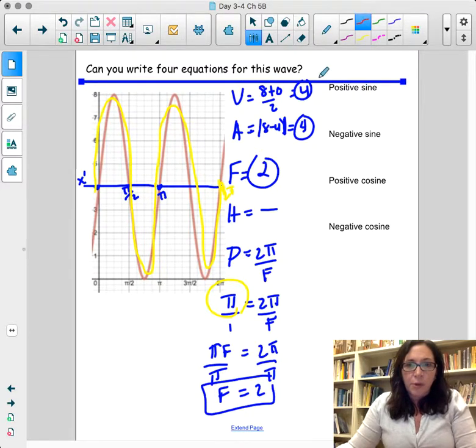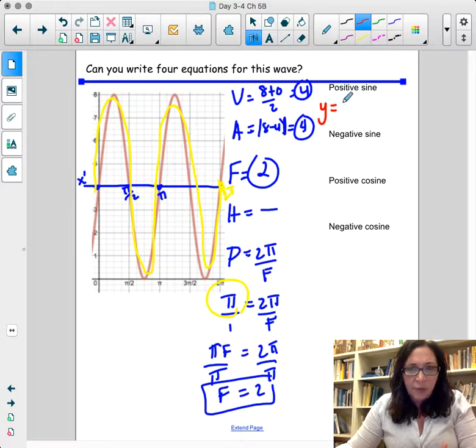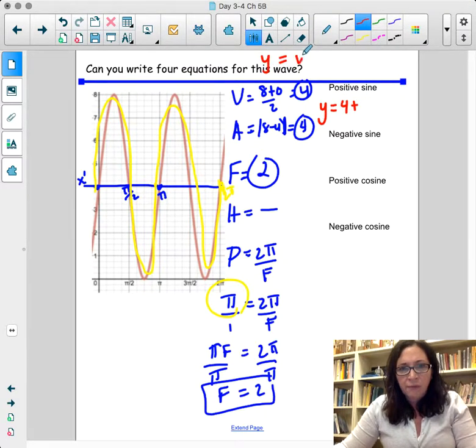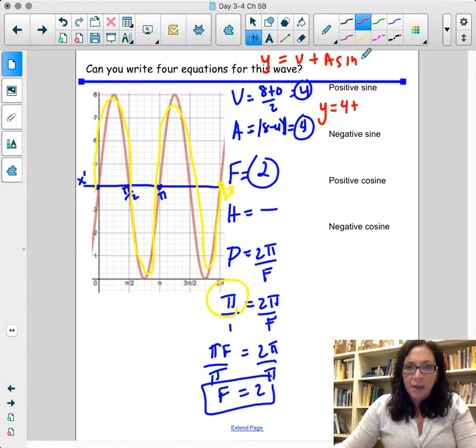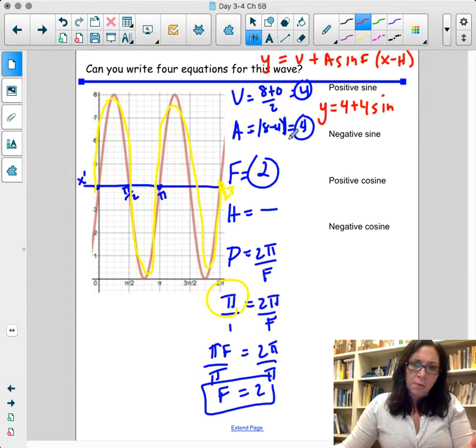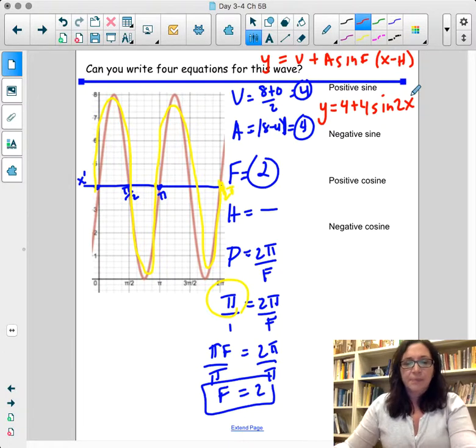Okay, so putting it into a positive sine wave, you're going to go y equals my vertical shift plus, remember, it goes like this. Y equals vertical shift plus my amplitude, sine, frequency times x minus h. So my vertical shift plus 4 sine, let's see, up, down, 4 of those. How many do I have? 2, and then x, okay?